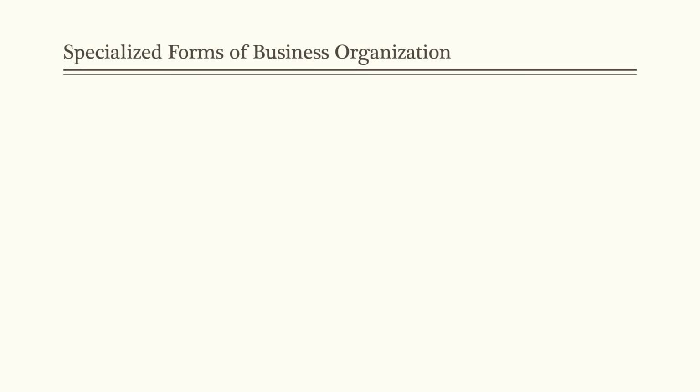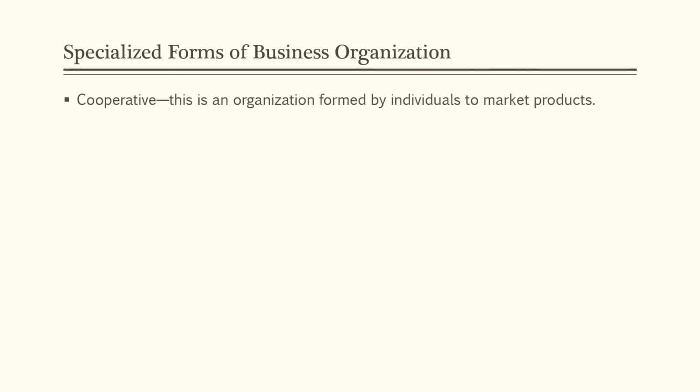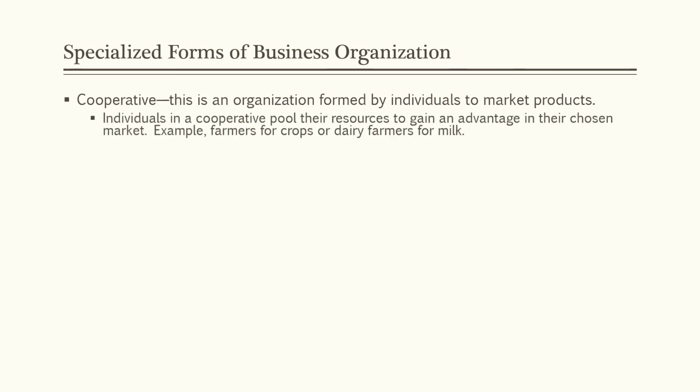In addition to the major forms of business organization, which we've already discussed, there are some specialized forms that have become increasingly important. The first of these is the cooperative. This is an organization formed by individuals to market products. Individuals in a cooperative pool their resources to gain an advantage in their chosen market. For example, farmers pool their resources to market crops, and dairy farmers pool their resources to market milk.